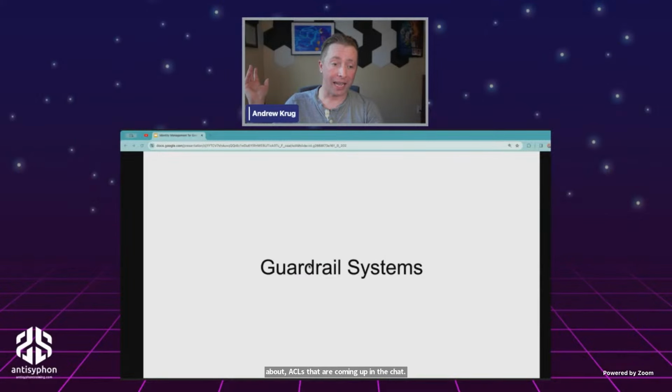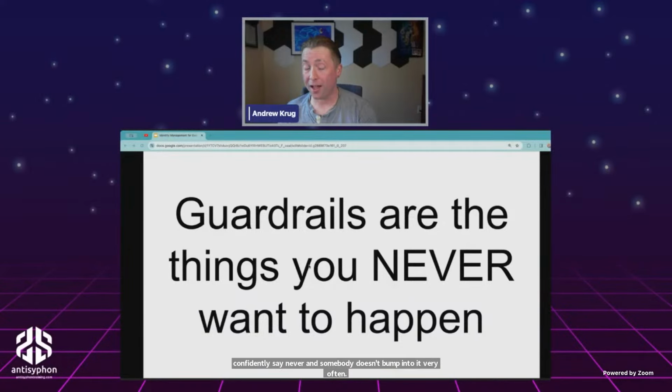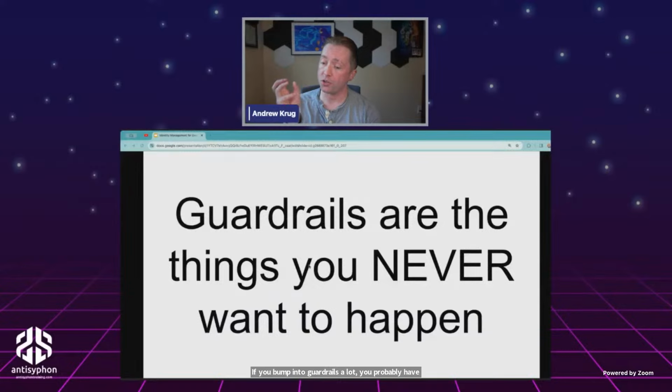All these clouds have a concept of what I call a guardrail system. So guardrails, loosely defined, this is the way that we define it in the securing the cloud class as well, are the things you never want to have happen inside of your cloud provider environment. So we could all define probably 2 or 3 things that we're like, hey, we never, ever want anybody to be able to do this. And that's why it's a good guardrail, because we can confidently say never, and somebody doesn't bump into it very often. If you bump into guardrails a lot, you probably have guardrails that are too tight.